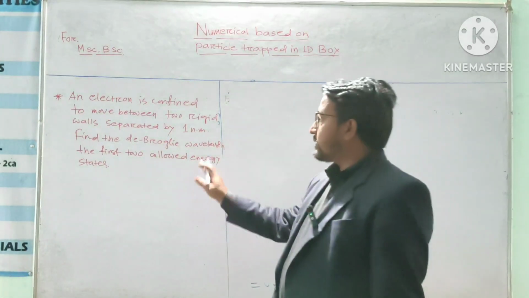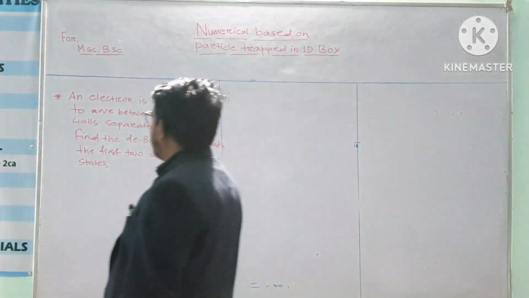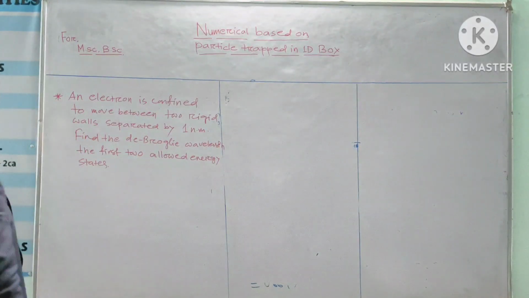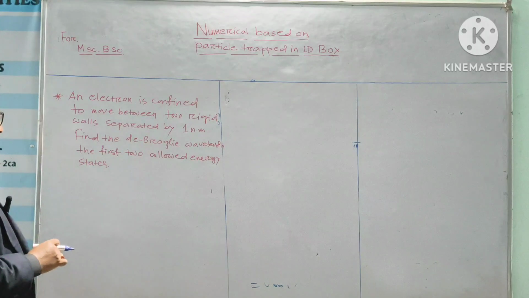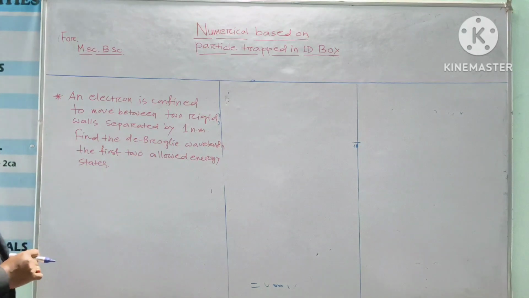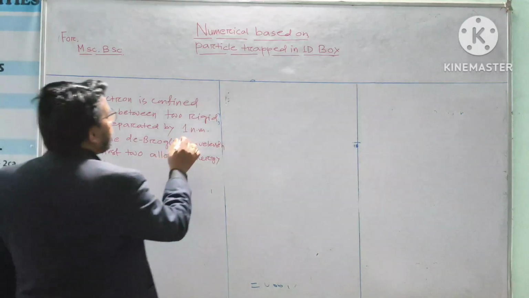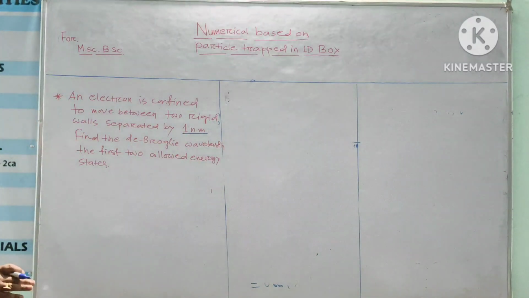This is our last numerical problem. The statement of this problem: an electron is confined to move between two rigid walls separated by 1 nanometer. Find the de Broglie wavelength for the first two allowed energy states. So 1 nanometer is the separation between the two rigid walls, which is the value of L, the width of the well.